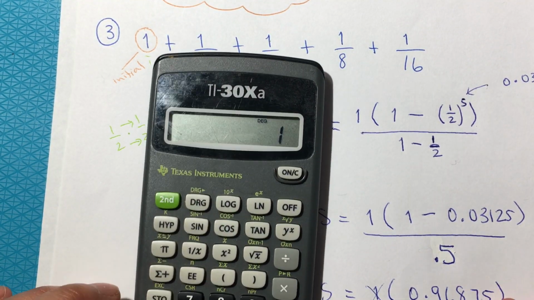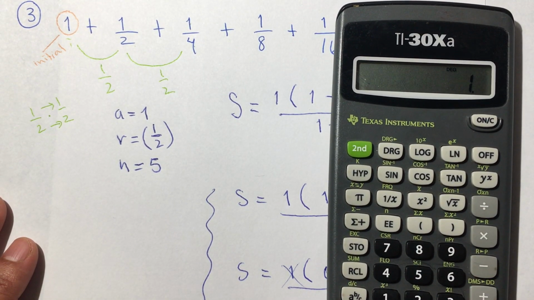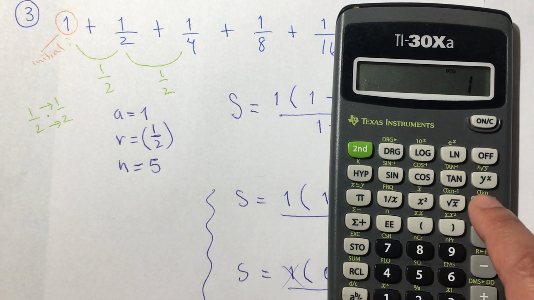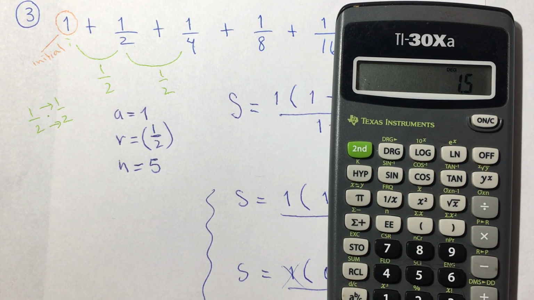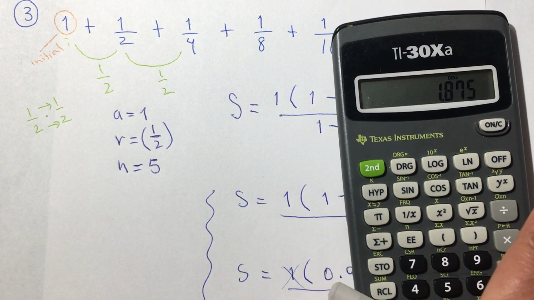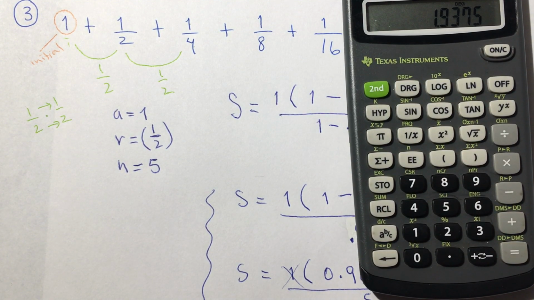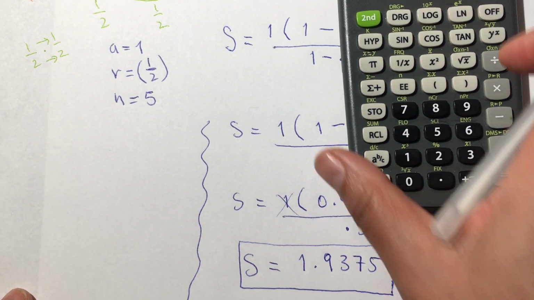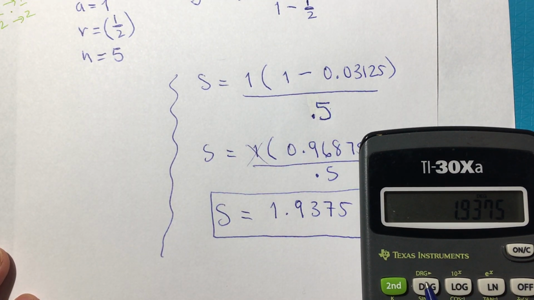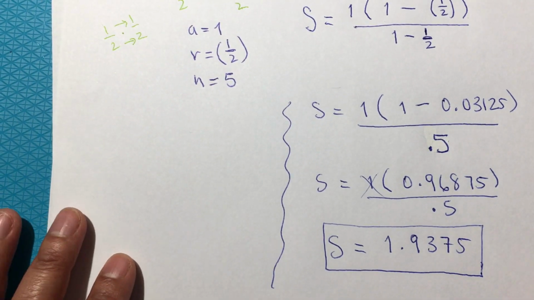Okay, so since it's a scientific calculator, all you have to do is 1 plus 1 divided by 2 plus 1 divided by 4 plus 1 divided by 8 plus 1 divided by 16 equals. If you notice, it's exactly the same answer right there. See? And that was just to check. Now let's do it with fractions.